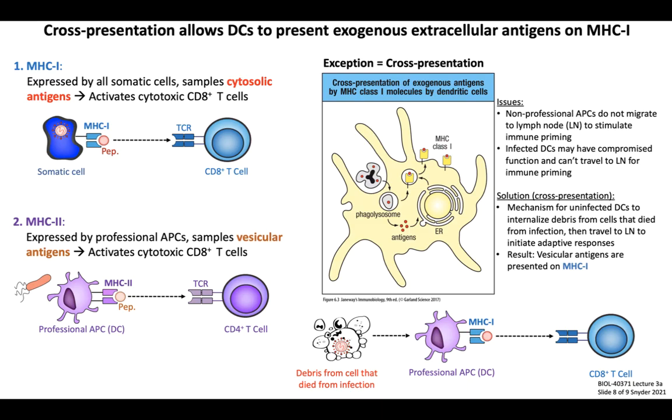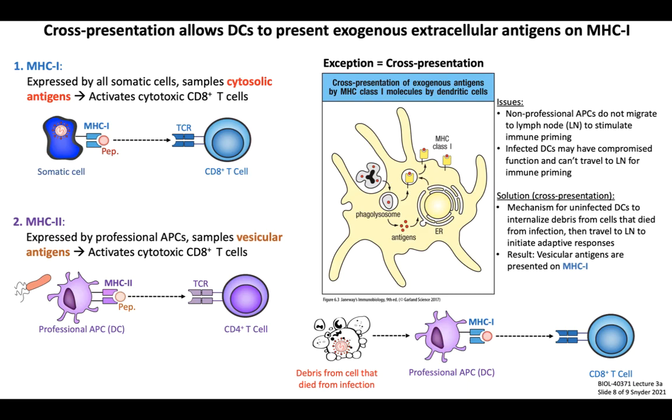T cells. Although DCs themselves may be infected by an intracellular pathogen that would result in traditional antigen presentation through MHC1, the likelihood of that infected cell actually maintaining its functionality and surviving long enough to travel to the lymph node and find a T cell capable of recognizing that pathogen is pretty unlikely.